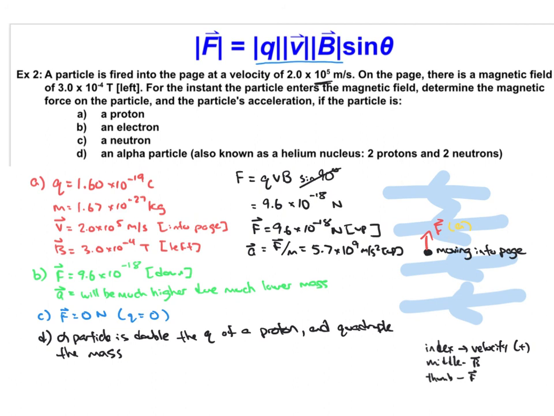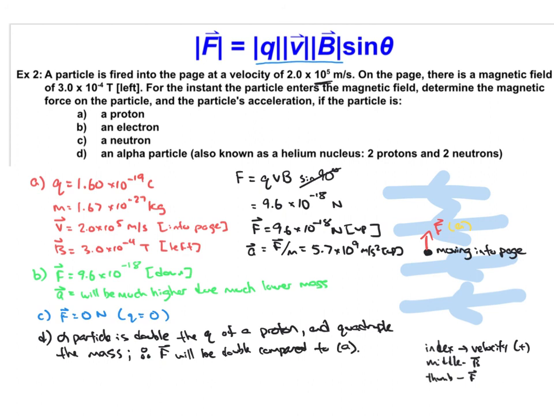So how will this affect force? How will this affect acceleration? Therefore, the force on an alpha particle, since the charge is doubled, that's just going to double the answer. So I'll say the force will be double compared to our answer to part A.